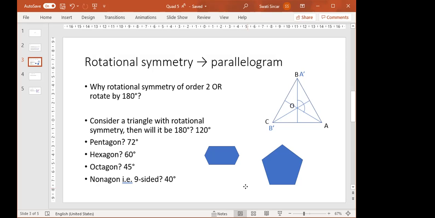We are not asking about regular. See, the original question is a quadrilateral with rotational symmetry. Regular though makes life very, very easy, right? So when we are talking about a pentagon or a hexagon, we are not talking regular. It can be regular. In the case of a triangle, it becomes regular. True.